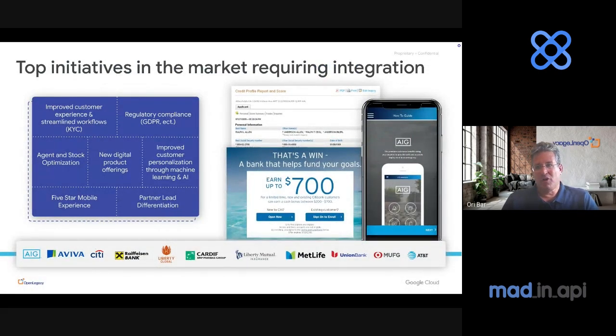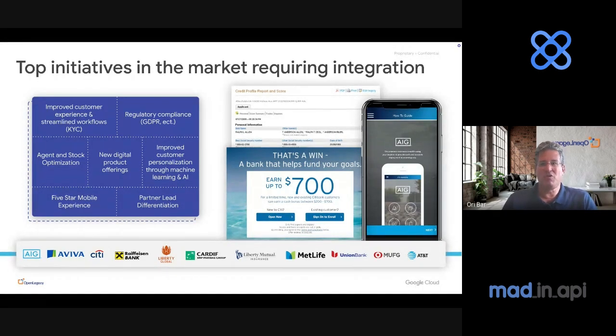If we look at the top initiatives in the market requiring integration, I think the top initiative is actually not here. That's getting rid of the old stuff, right? So I want to modernize, I want to move to something new, I want to transform, and so on. But we see many other initiatives. So KYC is definitely a star. KYC is really interesting. It's mandatory in many cases. We see a lot of regulatory compliance. That's where VSAM, for instance, is very interesting.